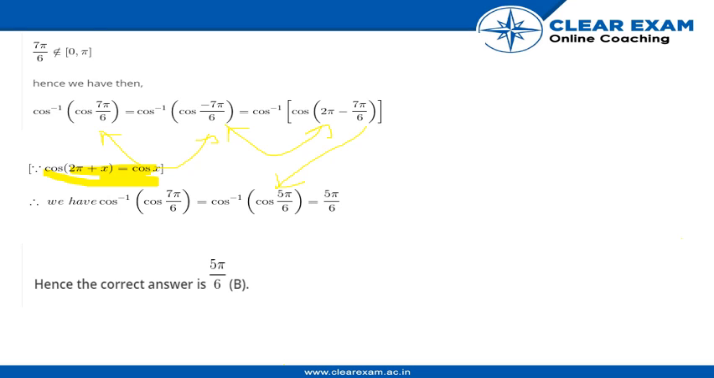Now we check whether 5 pi upon 6 lies in the interval 0 to pi, and we see that it lies. So now we can directly apply our formula, that is cos inverse of cos x is equal to x. So our x is 5 pi upon 6 and our answer thus becomes 5 pi upon 6.